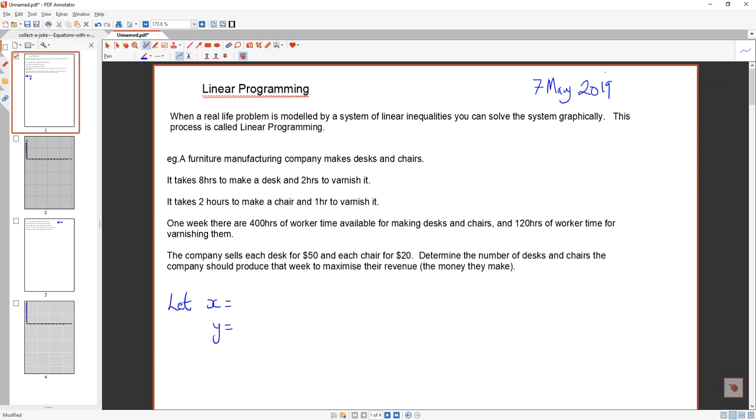Alright, so when a real-life problem is modeled by a system of linear inequalities, you can solve the system graphically. Okay, so this is what we've been doing. We're going to start to apply it to a real-world problem, and this is called linear programming. So we've got an example. We're going to write all of this down.